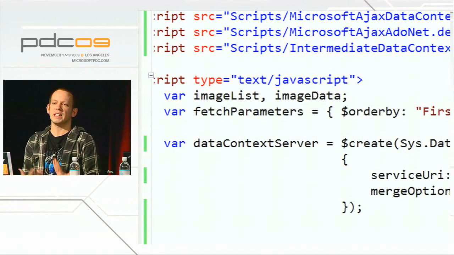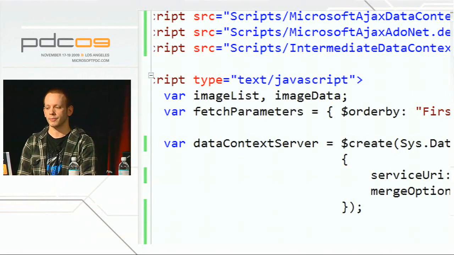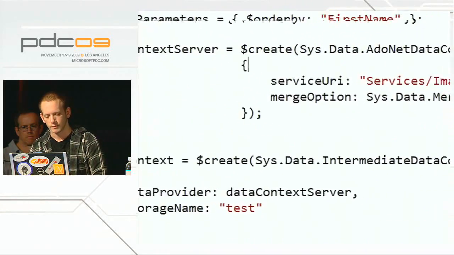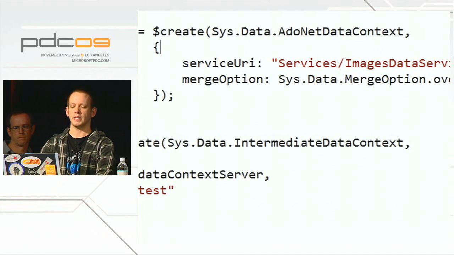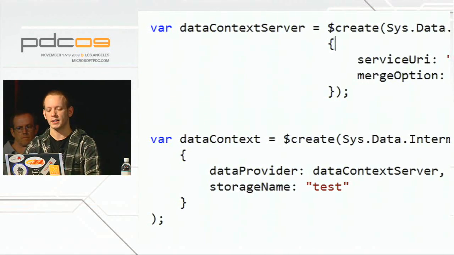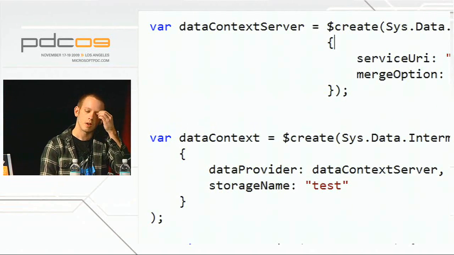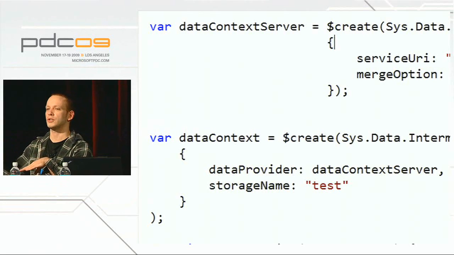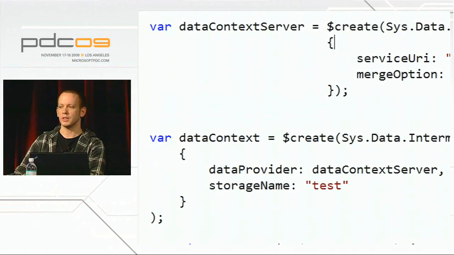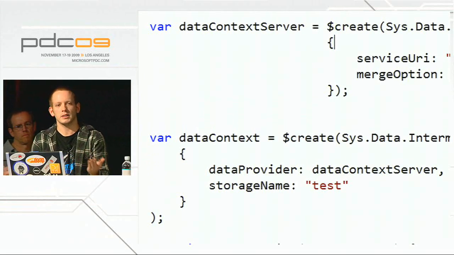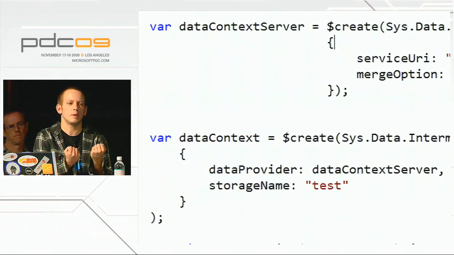So now, how do we get it to work in an offline fashion? This is where we introduce a second type, which is simply a wrapper. Notice here we say Sys.Data.IntermediateDataContext, and it simply wraps the data context server object. What's cool about this is it's now acting as a proxy to your actual server implementation. In this case, we're using data services, but the intermediate data context doesn't care. It's just going to say, I'm going to be the pass-through.